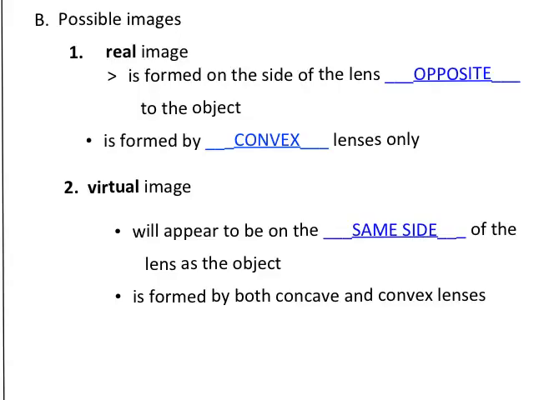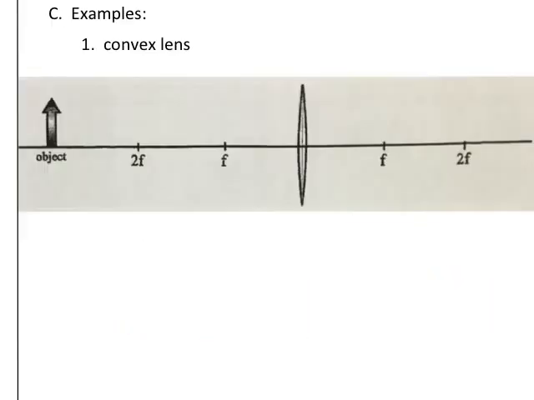Now, please make a note that when I published your notes initially, I'm not sure when you printed yours, but I did have a mistake. So this is the correct version. A real image is formed by convex lenses only, and a virtual image can be formed by both types of lenses. So make sure that's correct in your notes. Now for our ray diagrams. You are going to start with your first color, and we are going to draw a ray that is parallel to the axis when it is incident toward the lens.